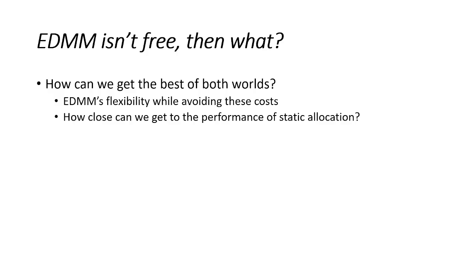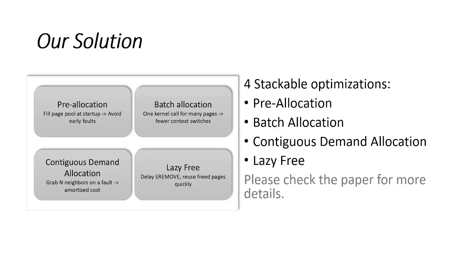Then what can be a better strategy? Can we get the best of both worlds, where we have the flexibility of demand allocation while achieving a performance closer to static allocation? To this end, we present our optimizations to EDMM, again built on Gramine SGX, to help lower the overheads of demand paging in SGX enclaves. In this presentation, we'll go over pre-allocation and contiguous demand allocation. Please refer to the paper for details of all the four techniques and the corresponding results.